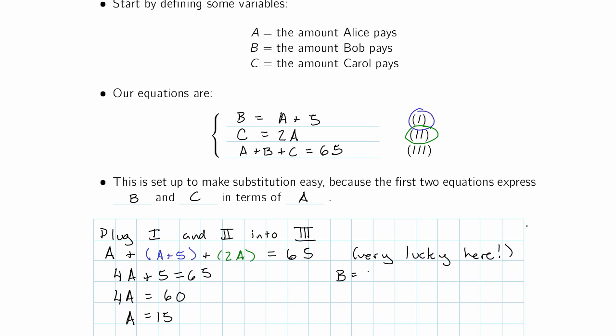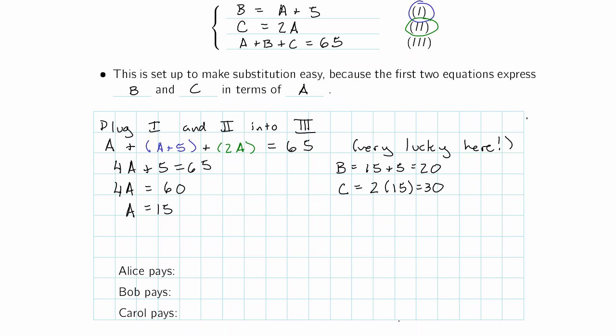B is A plus 5, so 15 plus 5 is 20. C is 2A, so 2 times 15 is 30. So apparently, Alice pays $15, Bob pays $20, and Carol pays $30. To check, if we add all of those up, we really do get 65.